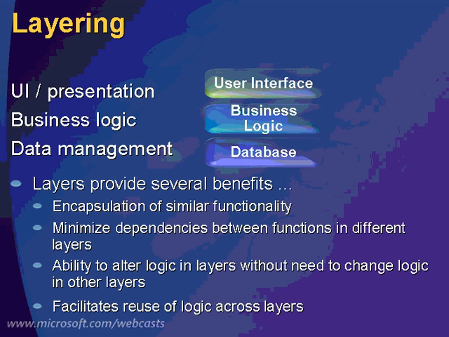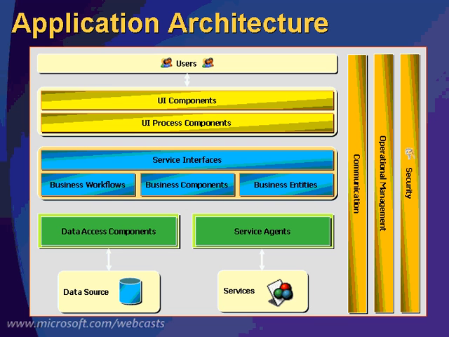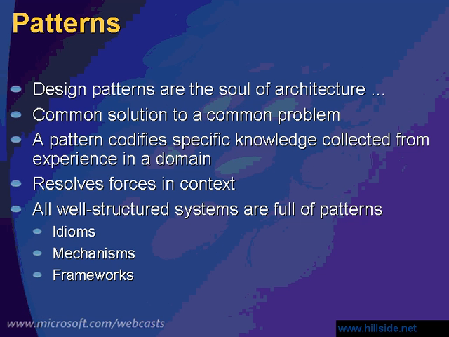The next slide is our classic application architecture slide that you will see off the Patterns and Practices site on MSDN, where we have different layers for the application: the UI, the business logic, service interfaces, and then ultimately near the bottom, data access and service agents. And then around each one of these layers, you also will see security, management, and communication intertwined.